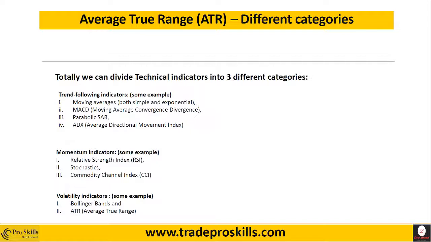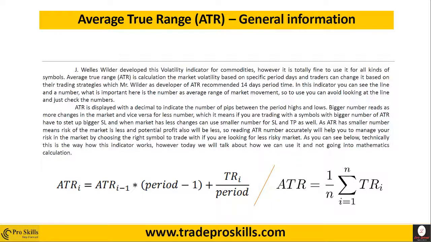As I told before, we have totally three different kinds of technical indicators like trend following indicators, MACD, moving average, and ADX is part of that, as well as momentum indicators and volatilities. So you can see different kinds of indicators here. And so today we are going to talk about ATR. Mr. Wilder developed this volatility indicator for commodities. However, it's totally fine to use it for any kind of symbols, currency, commodities, or the stock markets.